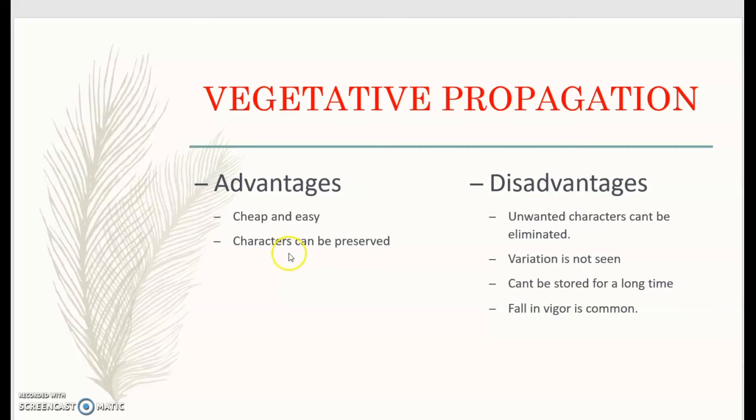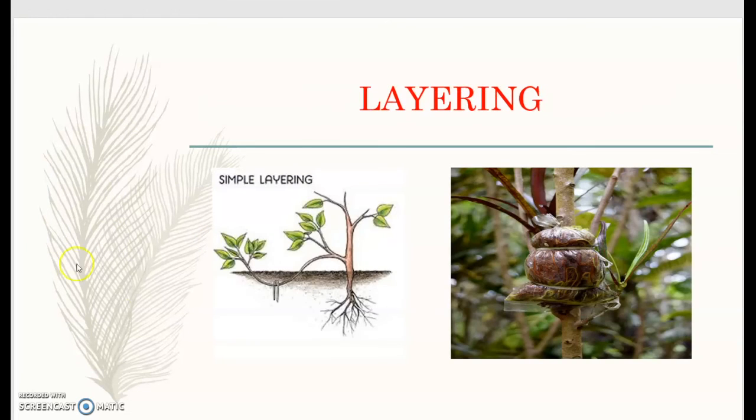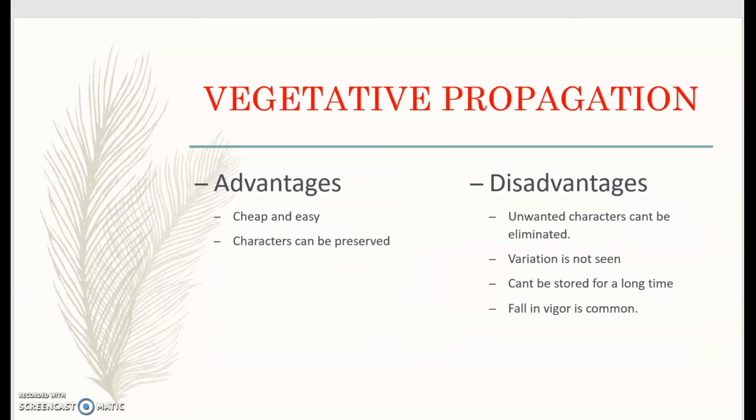So this is a rapid one when compared with the old conventional sexual method of reproducing organisms, offsprings. And then the characters can be preserved. This is what I said just now in layering. If I wanted to raise a plant which is of very good quality, layering can be done. That's a very apt one for the maintenance of good quality.